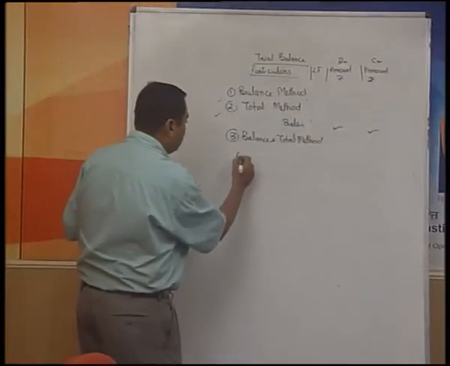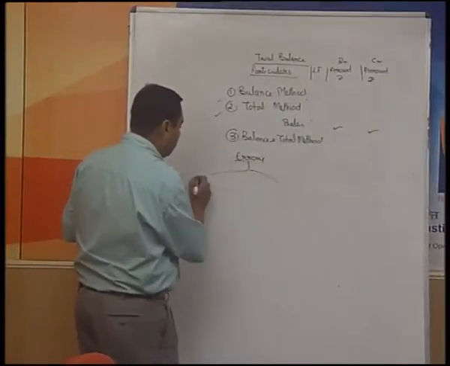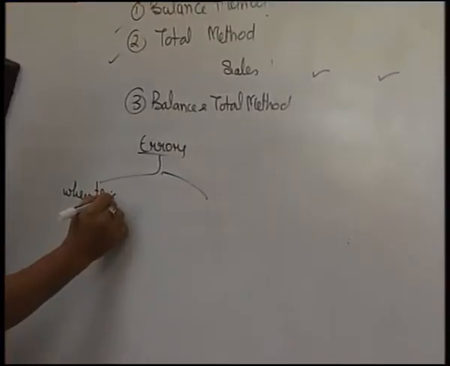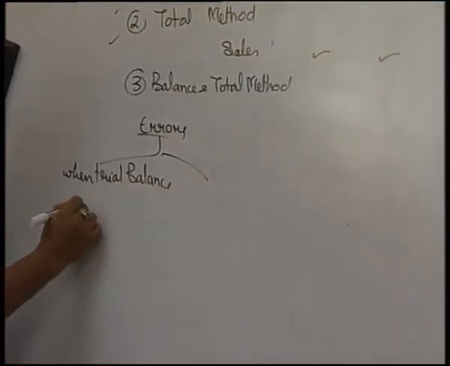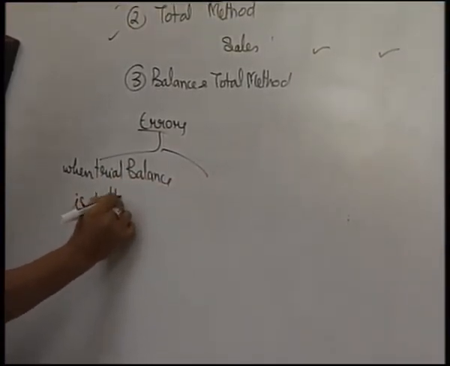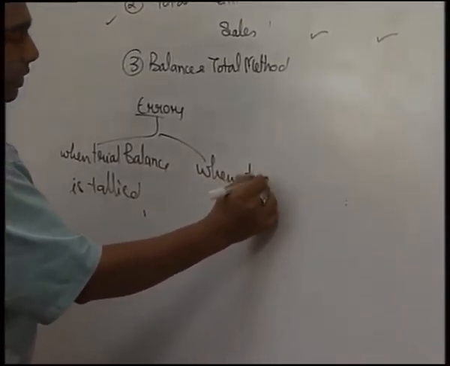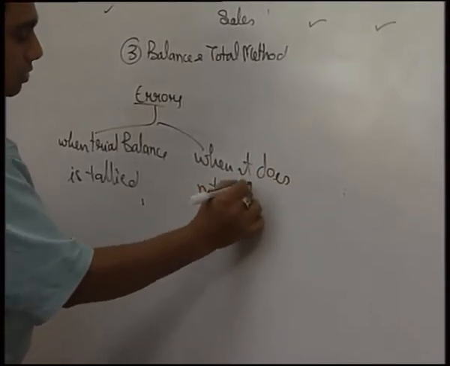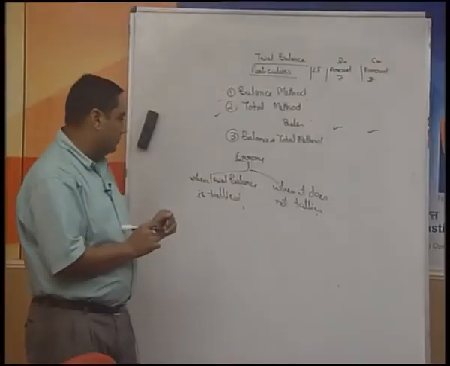So, now two things arise. In case of errors, two possibilities are there. One, when the trial balance is tallied, and when it does not tally. So, these are the two different situations.